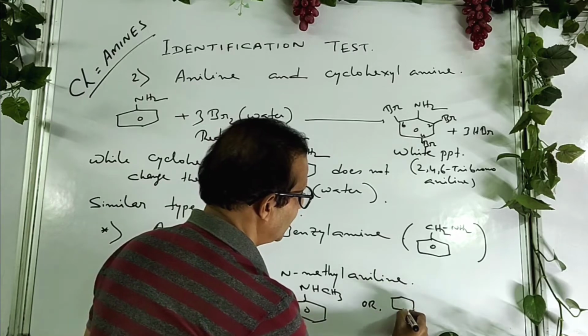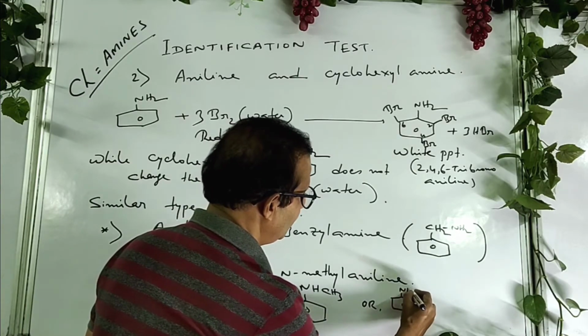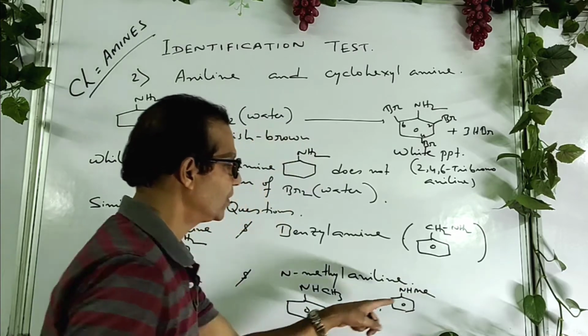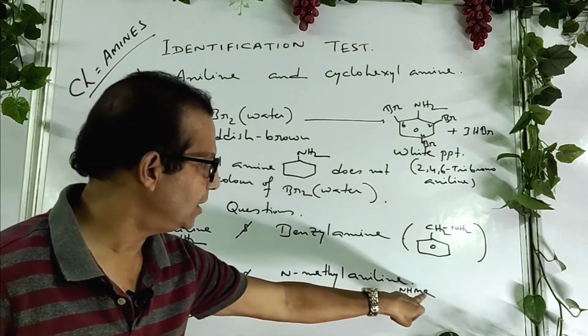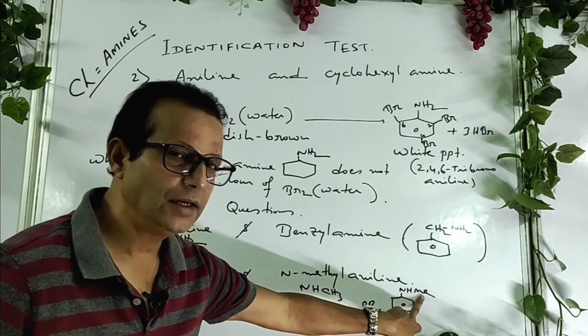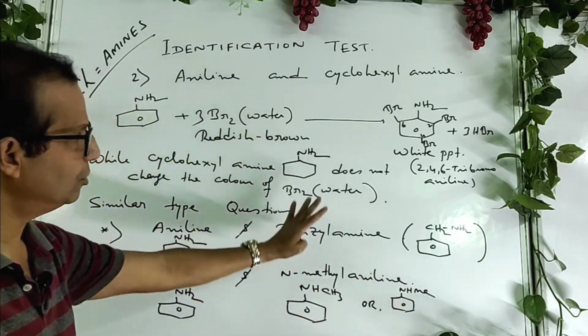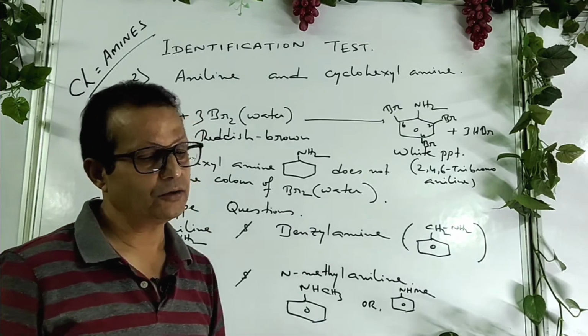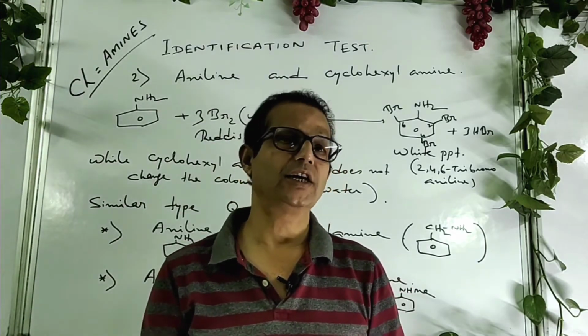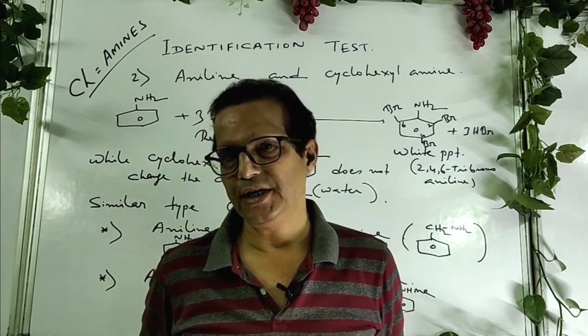So remember it, don't get confused. It is also N-methylaniline, Me. CH3 means methyl, Me the short form of methyl group. You can write it this way, same thing. So this is the important question, okay? These are the identification tests. You must get the identification test.